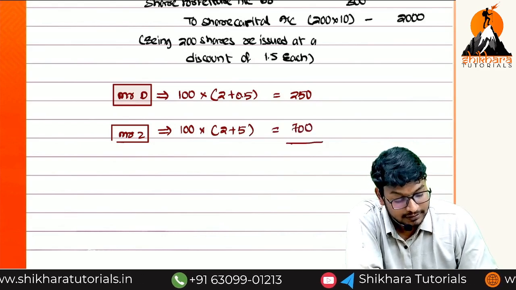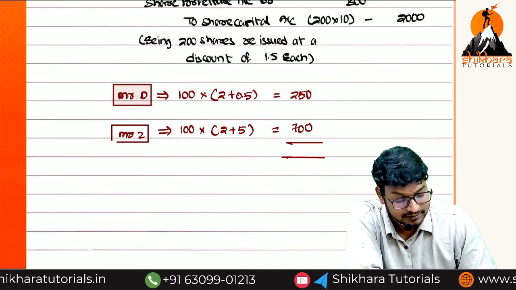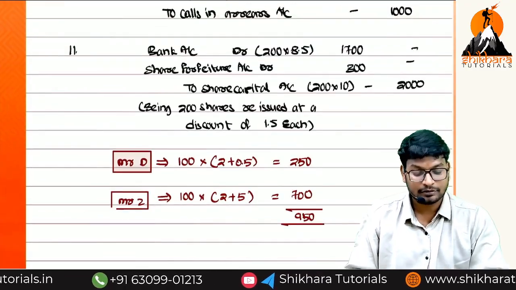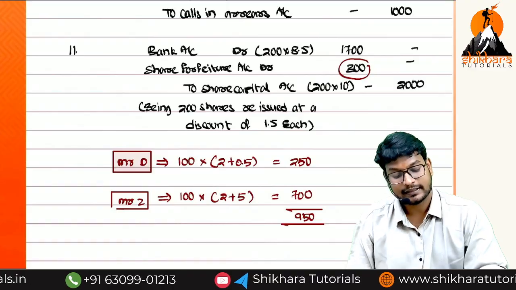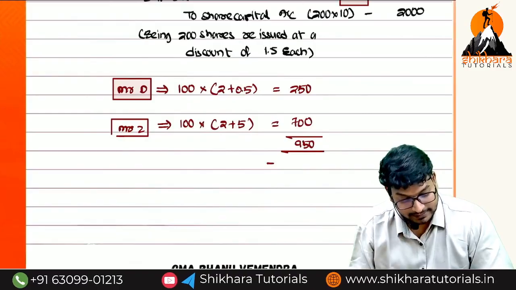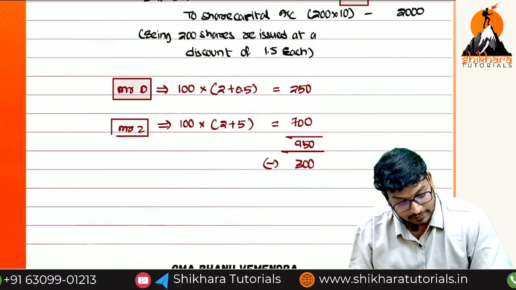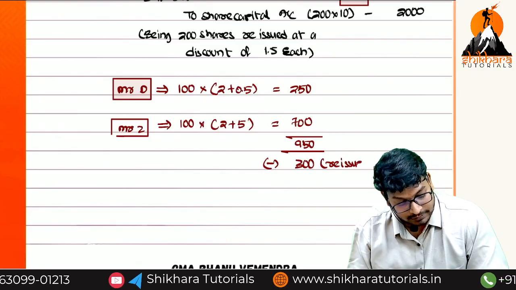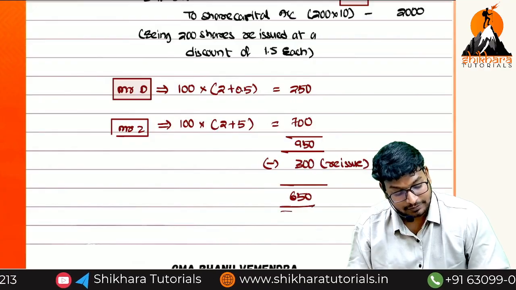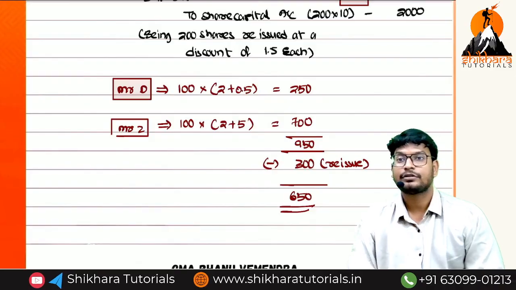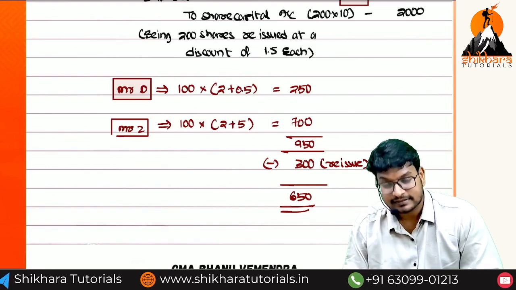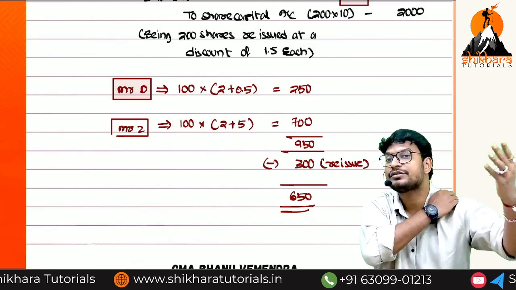700. The total forfeiture account balance is equal to how much? 950. Out of this 950, how much amount have we reduced? 300. So minus 300 at the time of reissue. What is the balance amount? This 650 we have to transfer to which account? Capital reserve account. Guys, okay? Here we should not consider 200, because how many shares only have we reissued?